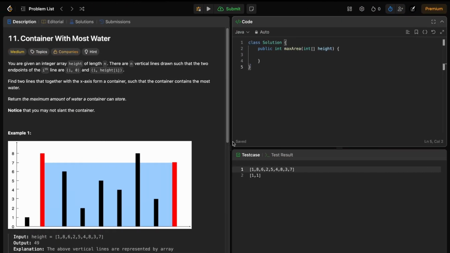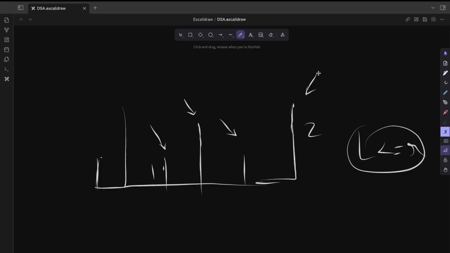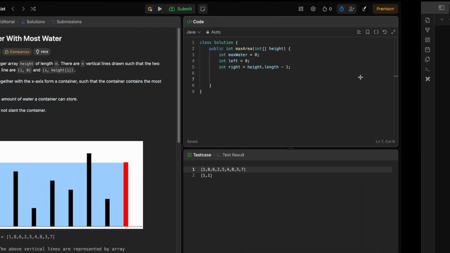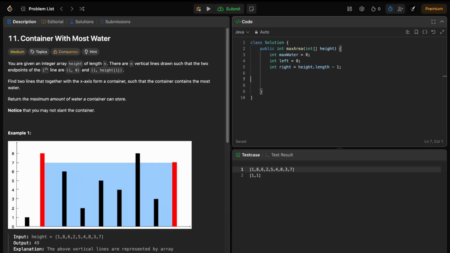So let's start to code it out. Let us say we have max water. Max water so far is 0. We have initialized it to 0, and we have the left pointer at index 0 and the right pointer at height.length - 1. So as shown here, we are starting with the ends of the walls, and the condition that I told was while left is less than or equal to right.